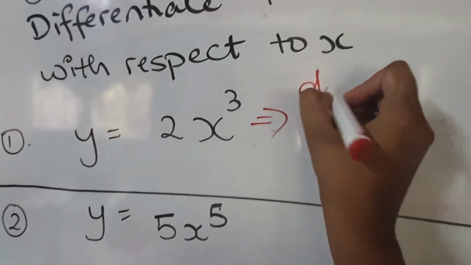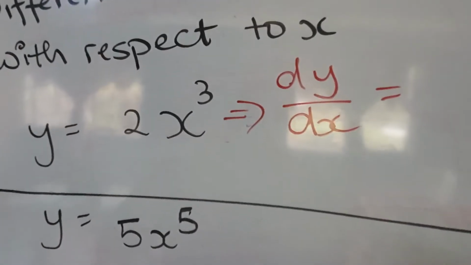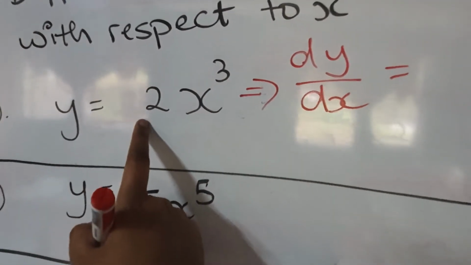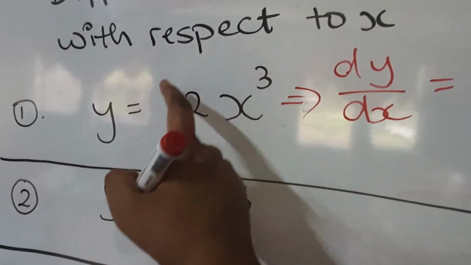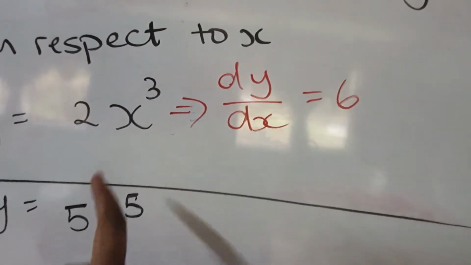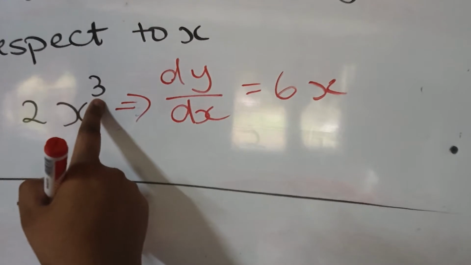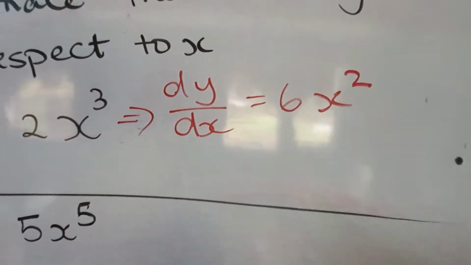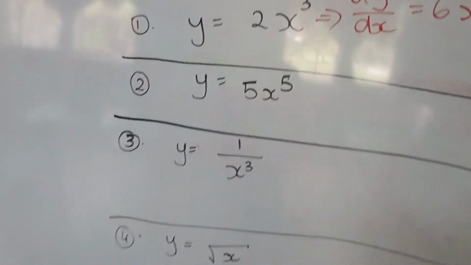So dy dx, which is the notation, right? We said we're going to take this, bring it down, and multiply. So we're going to take this 3, bring it down, times by 2, we're going to get 6, right? We're going to put back our x, reduce this by 1. If we reduce 3 by 1, we're going to get 2. Okay, I'm going to do it again.